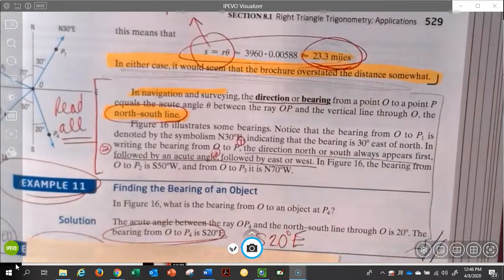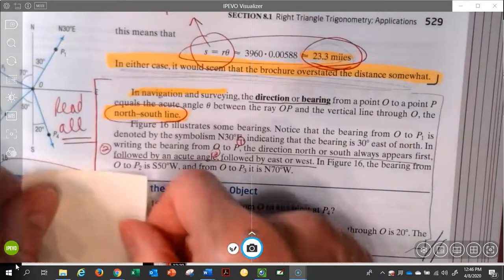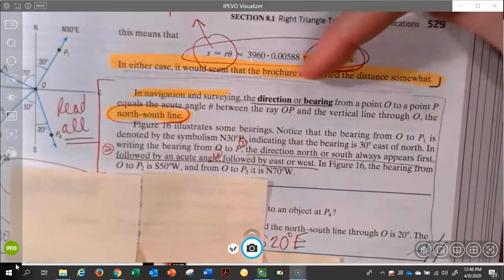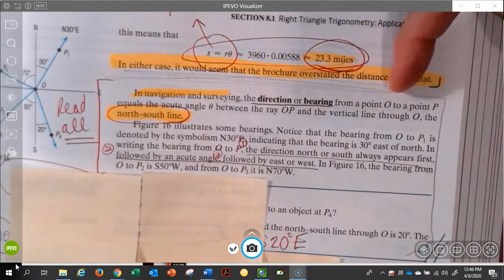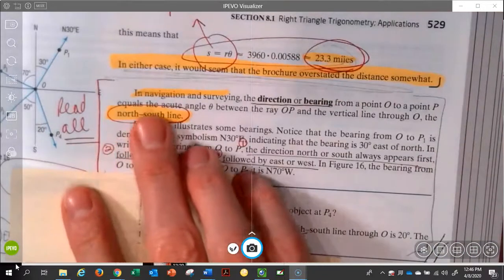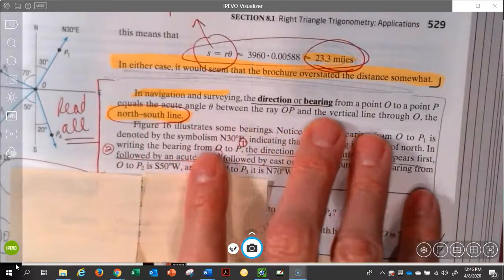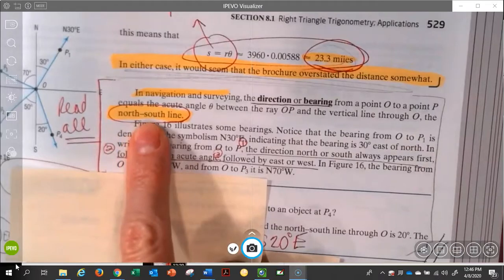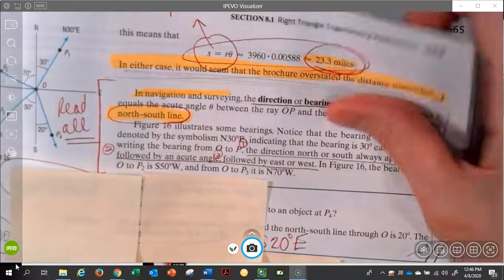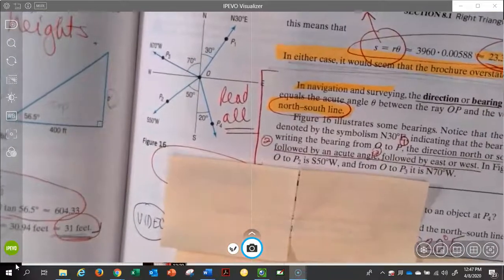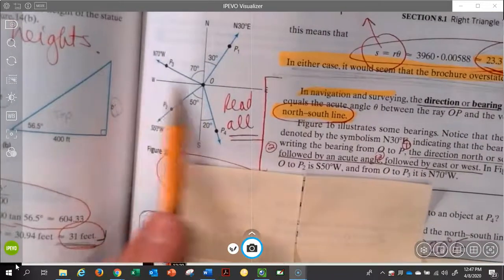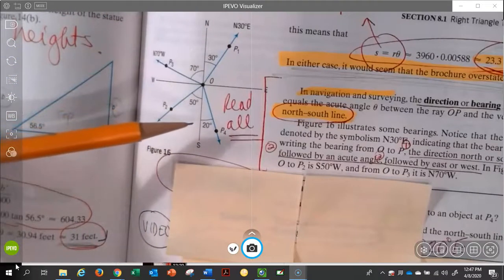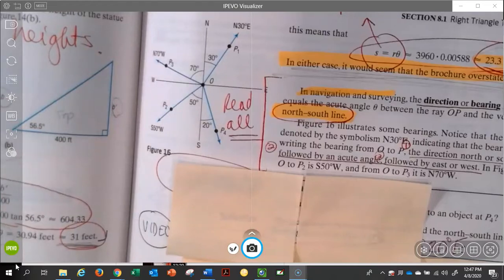And so the one more concept is in navigation and surveying. In navigation and in surveying, there's a thing called direction or bearing from a point O to a point P. It's going to be an acute angle, it's a ray, it's a vertical line. I need you to highlight north-south. We're going to base everything we're about to do off of the north-south line. And if you look at this drawing here, you will see that there is a north-south. I see west-east. I don't care right now. North-south is the line I'm looking at. And we're going to base what we're about to do on the north-south line.